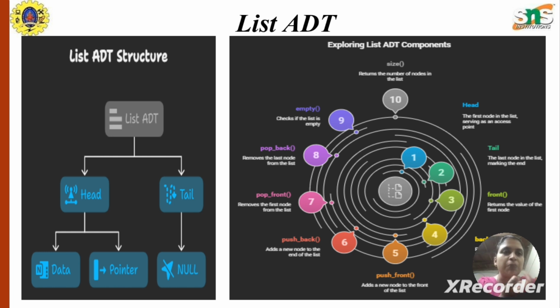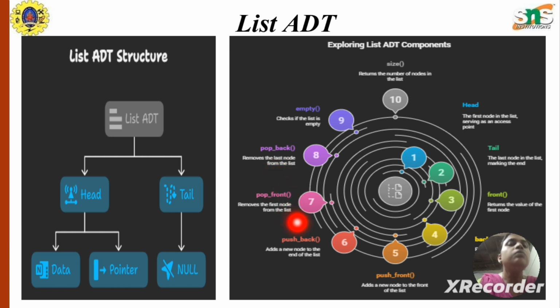If we use the push back method, then we are going to add the node to the end of the list. So in the list we can add at the front and also at the back. There is also the possibility of deleting the node at the front and at the back. Here the deleting operation is called pop. The seventh one is pop front, which is used to remove the first node from the list. The next one is the pop back function, which is going to remove the last node from the list.